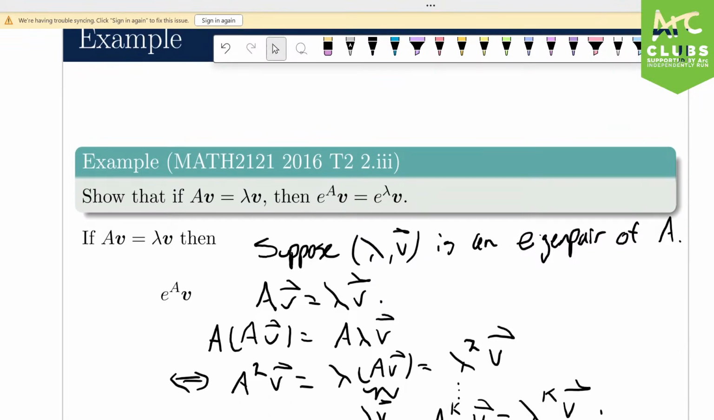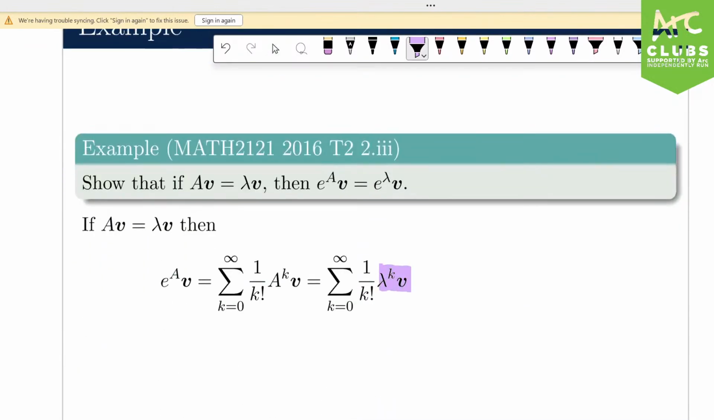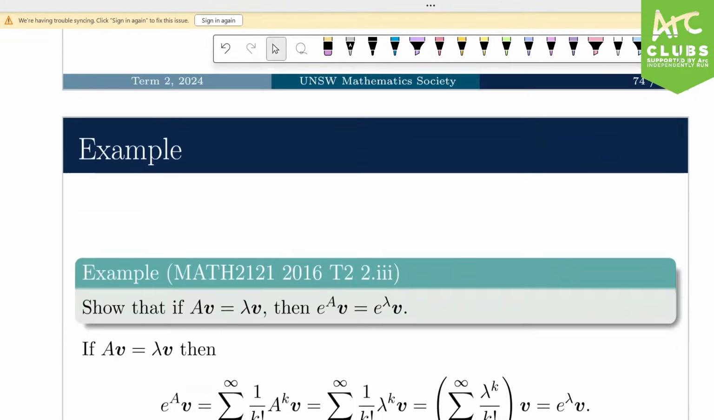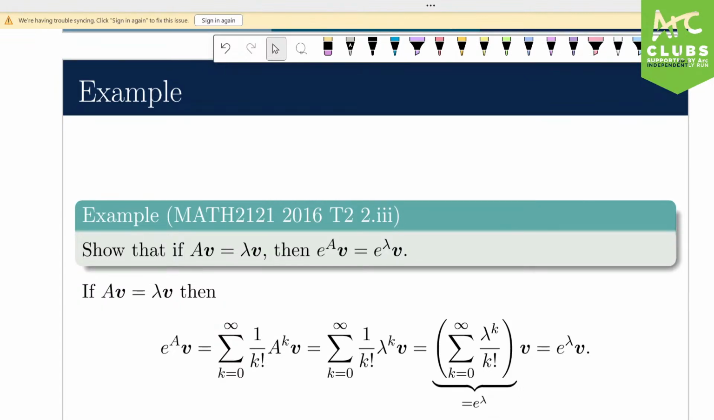So this is where we want to be looking. This here, we're going to write in its matrix exponential form. So we'll say this is the infinite sum of 1 on k factorial A to the k v. Notice this A to the k v is just going to be lambda to the k v, which was that result that we deduced just then. And then it follows trivially. We just throw some brackets around it, that's e to the lambda, and we end up with e to the lambda v. And we'll put a big tick here. So that's a pretty cool property.